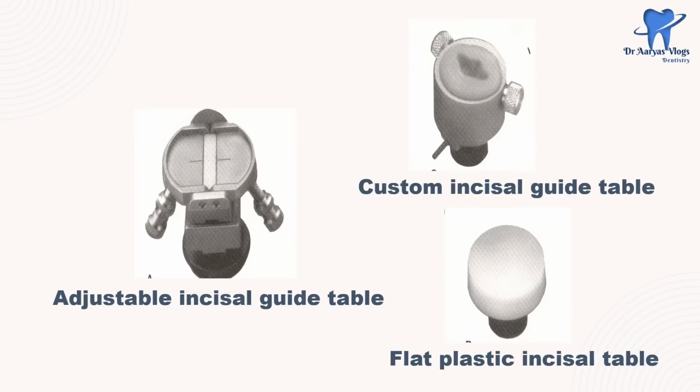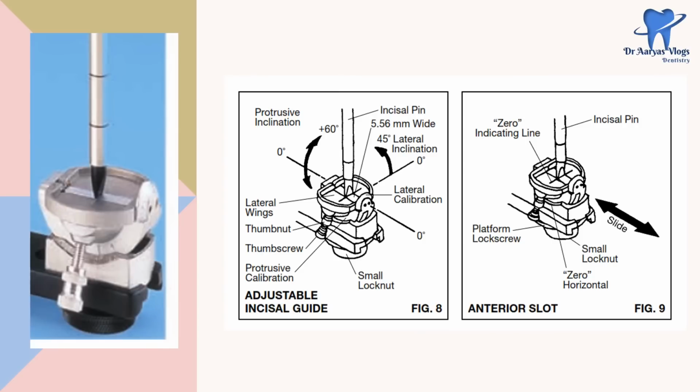And these are the various types of incisal gate tables. This is the adjustable type. This is the custom incisal gate table, and this is the flat plastic incisal table. So this is the adjustable incisal table. Here it is noted that the width of the incisal table is 5.56 mm. This is the zero indicating line. This is the lock nut, a small lock nut.